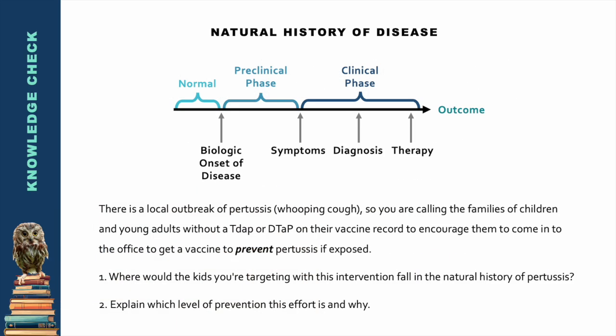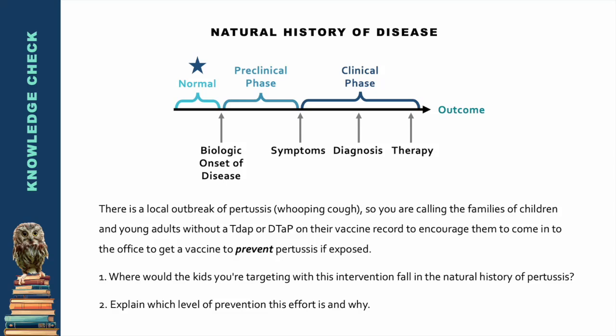There's a local outbreak of pertussis, so you're calling the families of children and young adults without a Tdap or DTaP on their vaccine record to encourage them to come into the office to get a vaccine to prevent pertussis if exposed. Where would the kids you're targeting with this intervention fall in the natural history of pertussis? Explain which level of prevention this effort is and why.